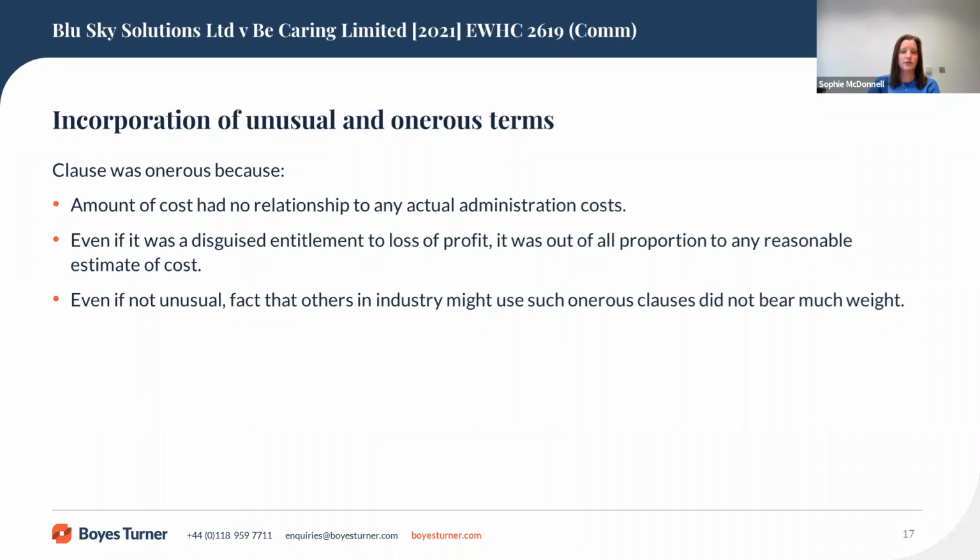So having seemed to have failed at the first few hurdles, there was finally a glimmer of hope for the defendant. Although the judge did not find the clause to be unusual in this particular industry, he did find it to be an onerous clause because the amount of the cost had no relationship to any actual administration costs. Even if it was a disguised entitlement to a loss of profit, it was out of proportion to any reasonable estimate of cost. Even if it was not unusual, the fact that others in the industry might use onerous clauses did not bear much weight.